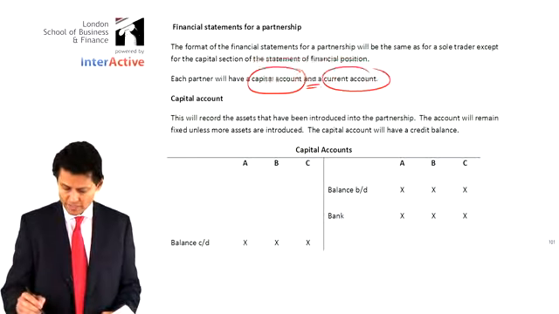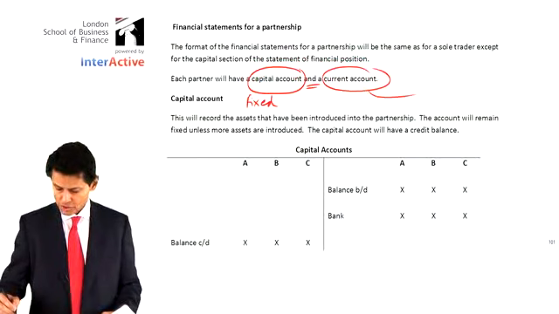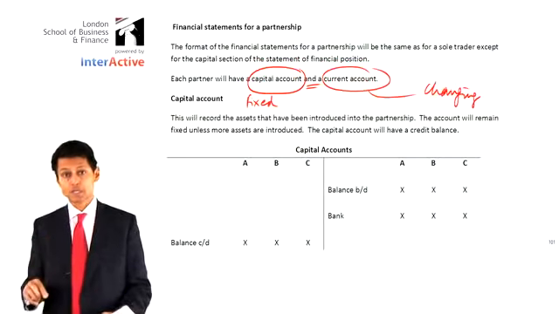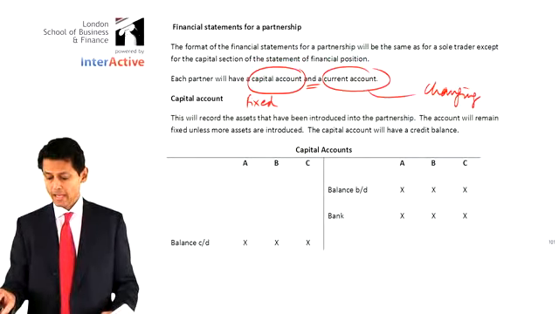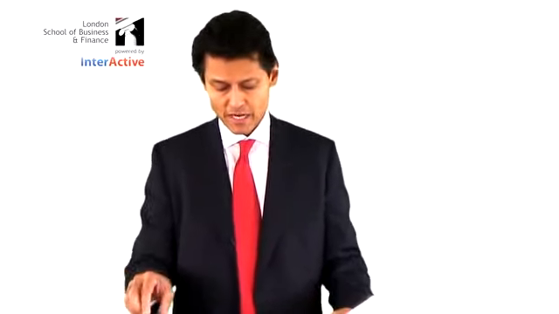The capital account, what's the difference? It is a bit more fixed, whereas the current account is much more changing, fluctuating or changing all the time. It changes through things like the profit shares. So for example, if one of the partners is to receive a salary, you will debit the income statement appropriation section, and you will credit the current account. But the capital account hardly ever changes.